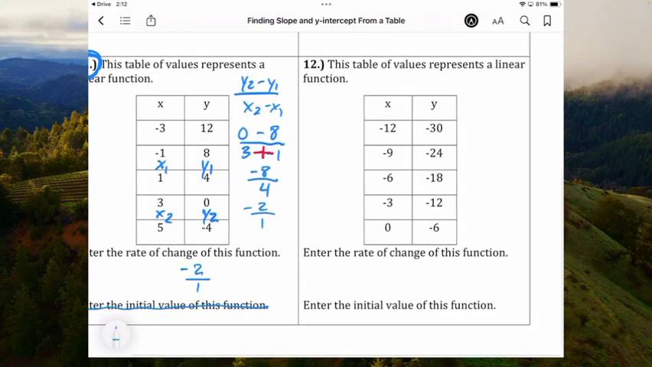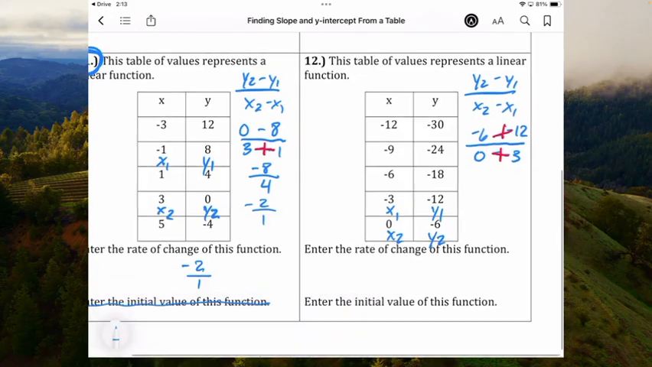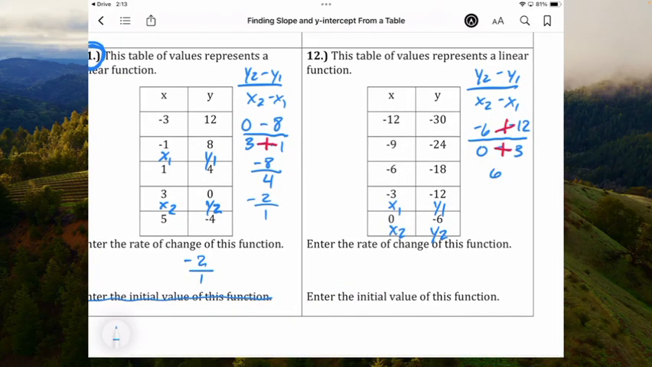And then let's go down here all the way to the bottom. x1, y1, x2, y2. y2 minus y1 over x2 minus x1. Template it out. y2 is negative 6. y1 is negative 12. 0 minus negative 3. Change those to plus. Negative 6 plus 12 is 6. 0 plus 3 is 3. Simplify it, becomes 2 over 1.